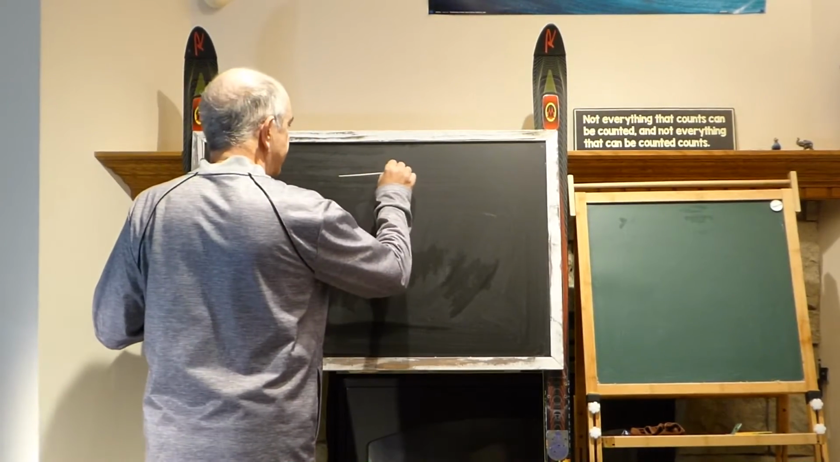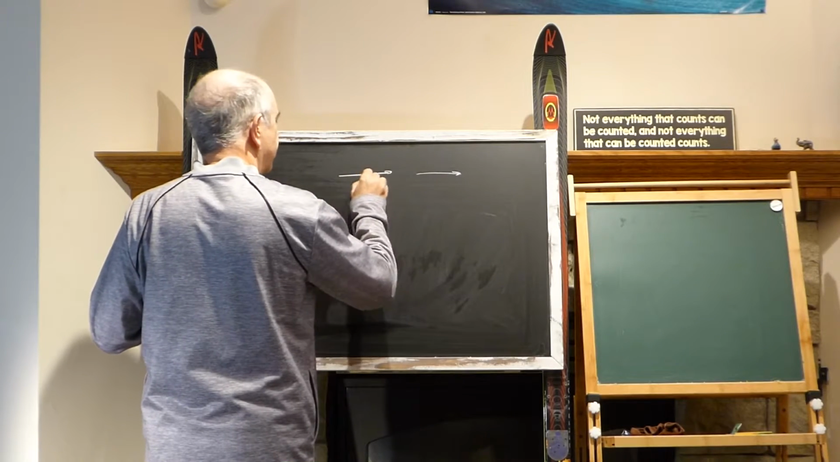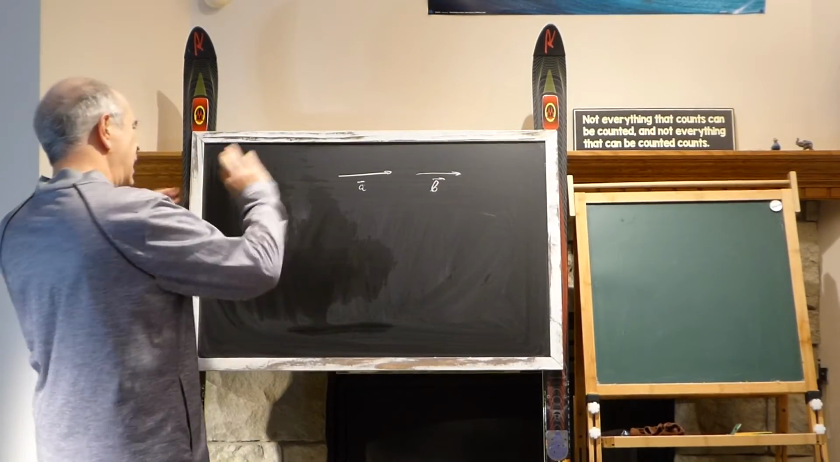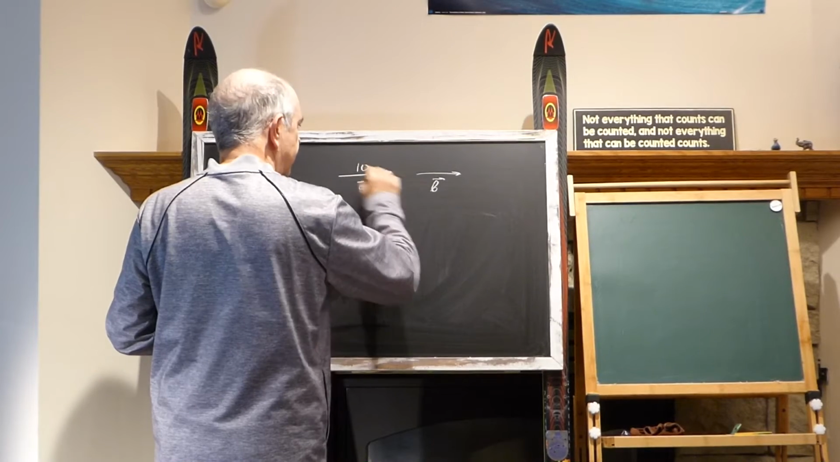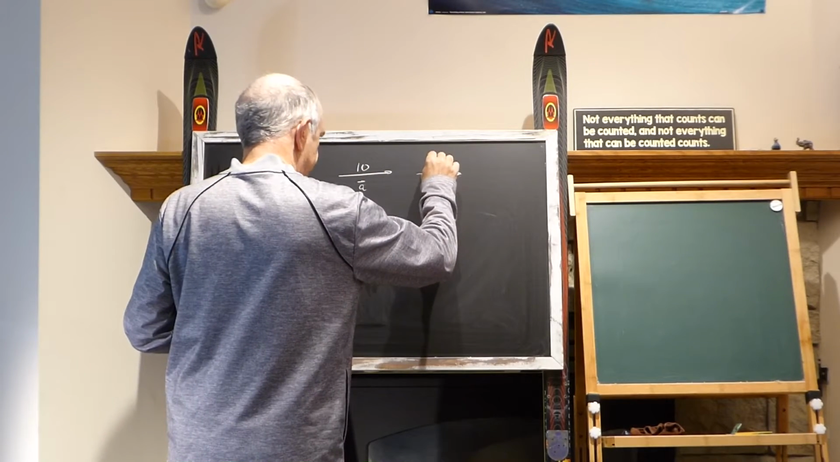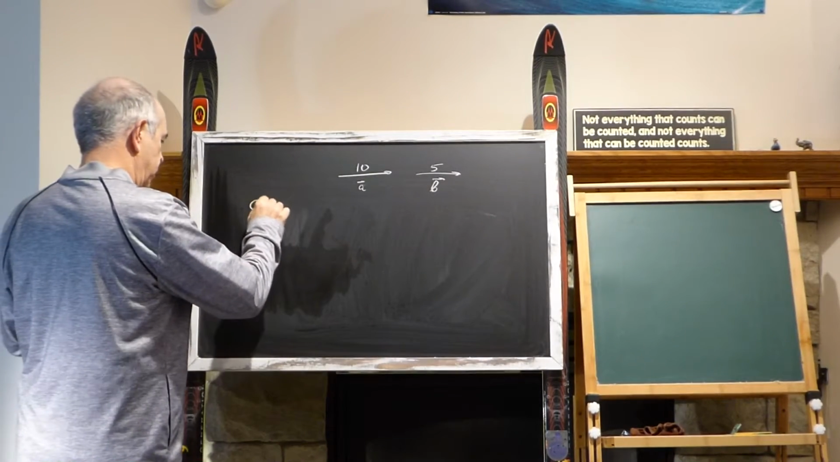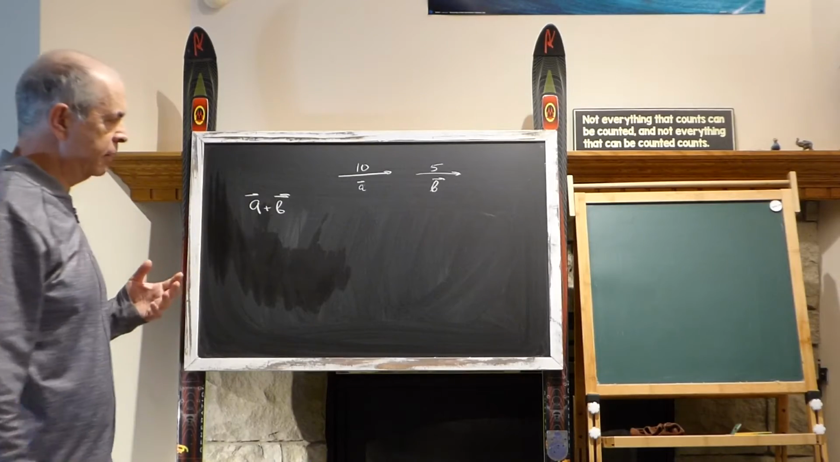We have this vector and we have that vector. We have A vector and we have B vector. And they are parallel, and this vector is 10 in length and this vector is 5 in length. And we want to find A plus B. And it may be a very simple physical problem.